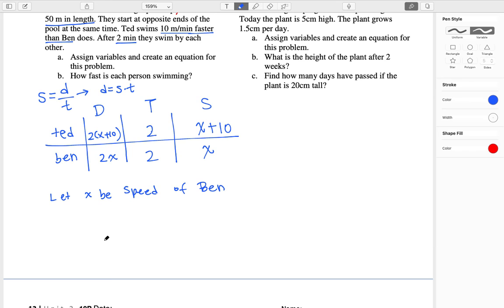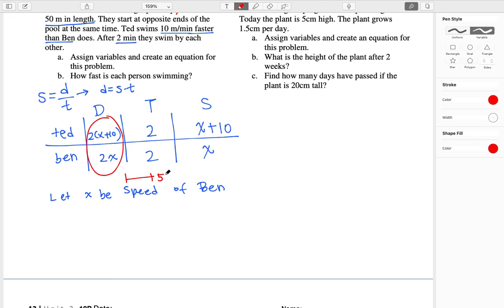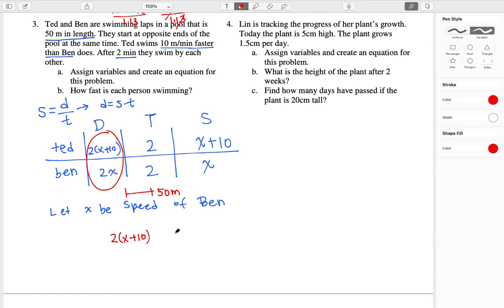Okay, so let's formulate an equation. For total distance, we know that they are swimming a 50-meter length pool. So for Ted, the distance is going to be 2x plus 10, and for Ben, it's going to be plus 2x, equal to 50 meters. And remember, they are starting at opposite ends at the same time, so we do have to add. They are meeting at one point after the 2 minutes.